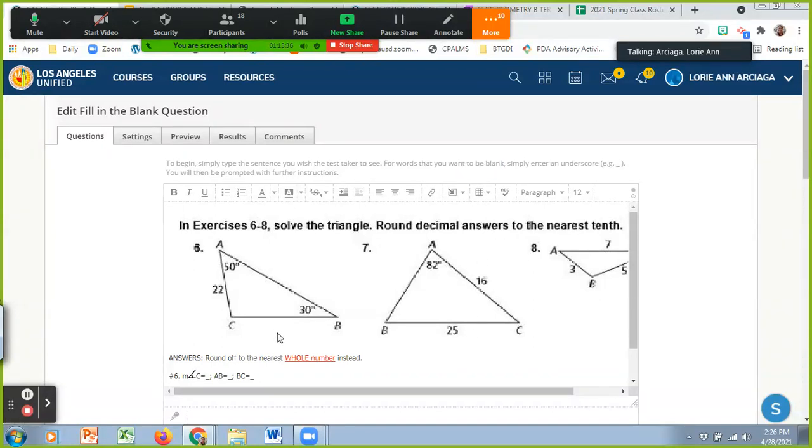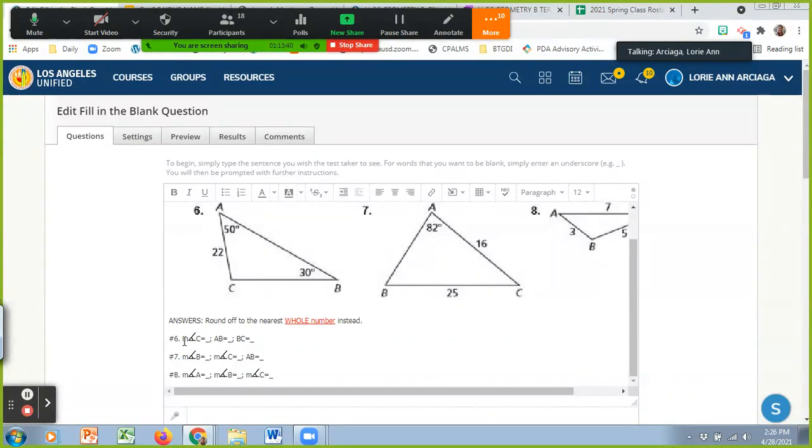Okay, anyway. So for each triangle, you have to solve for all the missing parts. You see this? Measure of angle C. How are you going to do that? Well, just add them up and then subtract from 180, right? And then to find AB, oh, look at that. So how will you solve this? Remember the table that I asked you to copy?